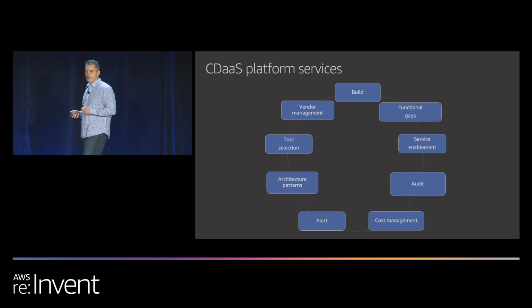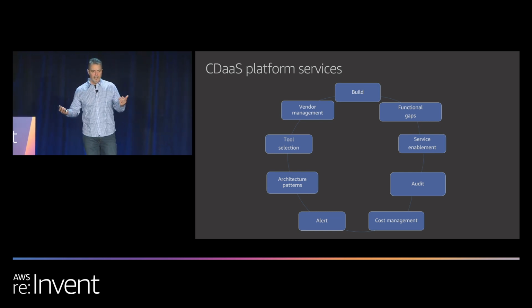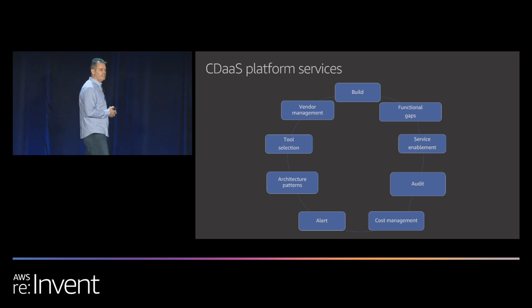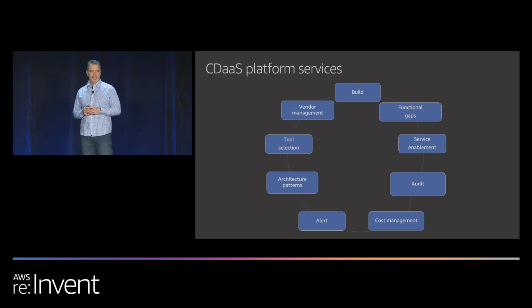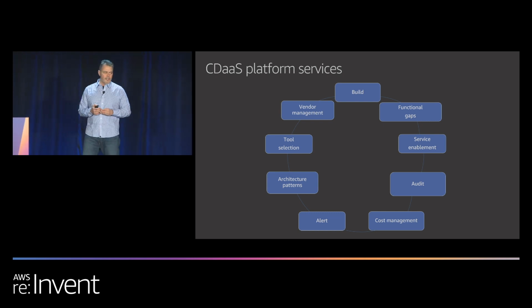The other thing is service enablement. So as AWS releases a new service, we go through a standardization process at Vanguard, and that means we have to go through regulatory steps, and there are many different compliance things that we have to do. The other thing is audit.